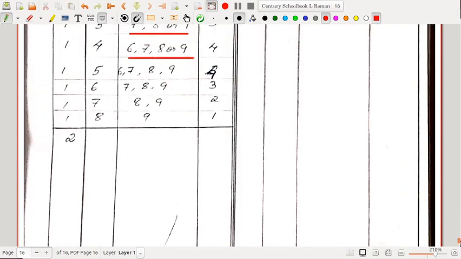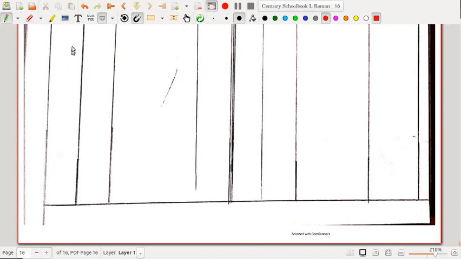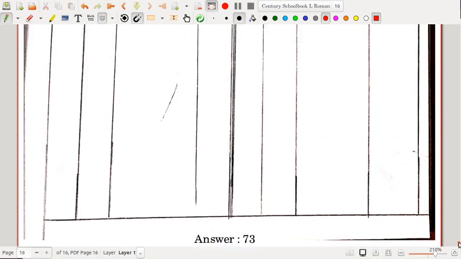I have not completed this, and most probably the answer will come out to be 73. Just check whether you get the answer as 73. There are 73 such triples that can be formed. So please try these problems.